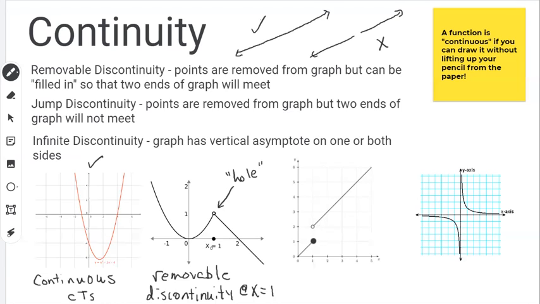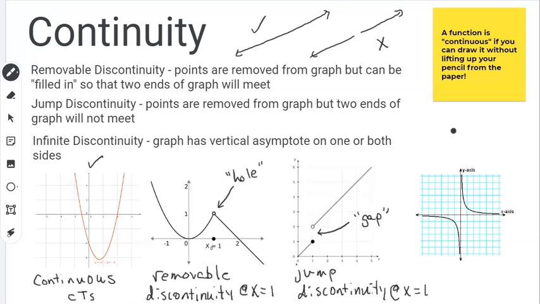Well, notice that the graph does jump. It jumps from y equals 1 to y equals 2. So there's a gap here. And whenever you have a gap in the function where the function just jumps up, that's called a jump discontinuity. So this is a jump discontinuity at x equals 1.